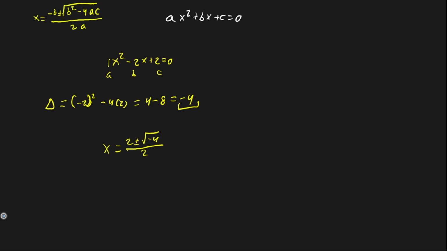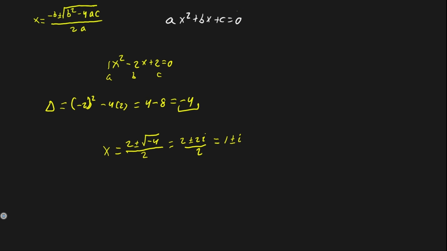Since 2 times 1 is just 2, we're just going to leave the bottom as 2. And we have 2 plus or minus 2i, because the square root of -1 is equal to i. And it's all divided by 2. So we basically get that x is equal to 1 plus or minus i.